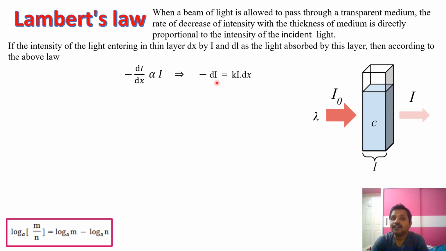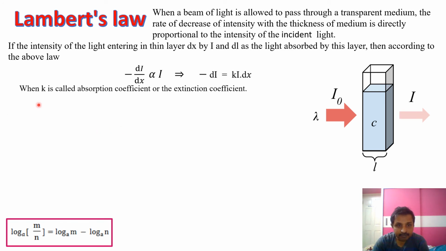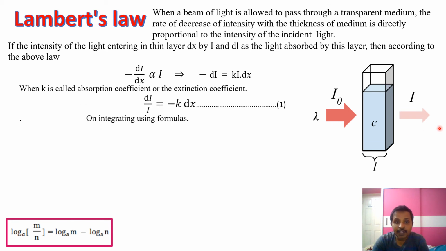That implies -dI = kI dx, where this k represents the proportionality constant. This proportionality constant is also called the absorption coefficient or extinction coefficient. Now, manipulating the equation in this form, we get dI divided by I is equal to -k dx.